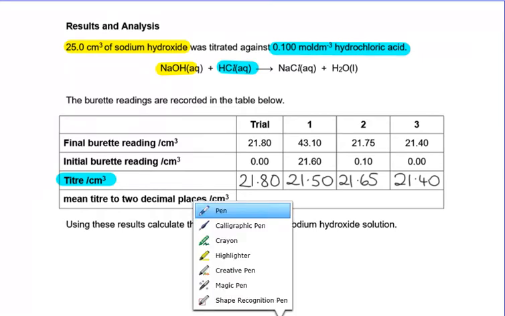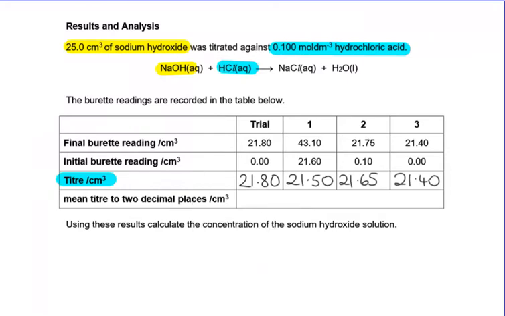Now when we calculate the mean titre, we must only use the concordant results, those results that are within 0.1 centimetres cubed of each other. So ignoring the trial, looking at the accurate ones, these two are within 0.1 of each other, so they're the two that we're going to average, and when we average them we get 21.45.